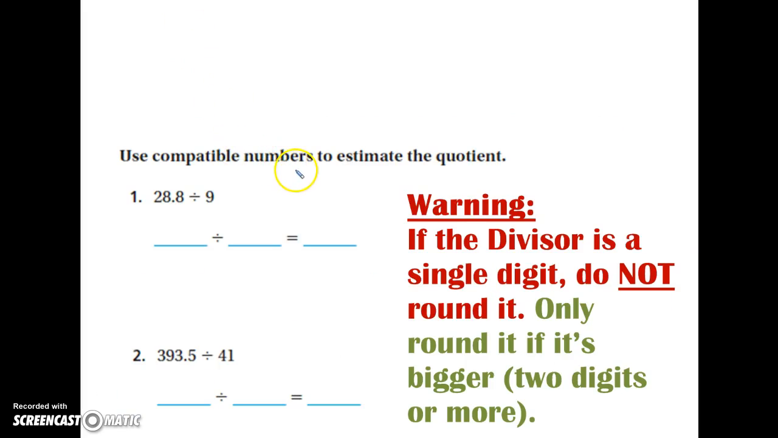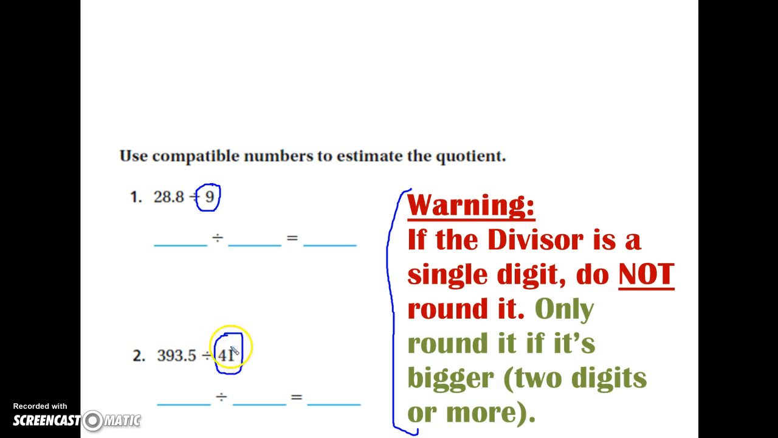Okay, so now this brings us to decimals. On the homework, you'll have decimals in the dividend, and we're going to estimate those decimals. Here's what I showed them to do. But before that, I just want to mention that if your divisor is a single digit, do not round it. It's already as simple as it's going to be. If you round it, you're going to get an answer that's really far away from your real answer. It won't be a good estimate.